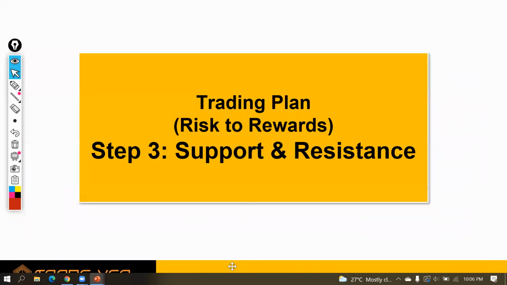So there are two stocks that we're going to study today. And of course, the third step, after we look into the sectors, group of stocks and screener, is support and resistance. In order to get a good risk to reward, of course, risk is referring to cut loss.